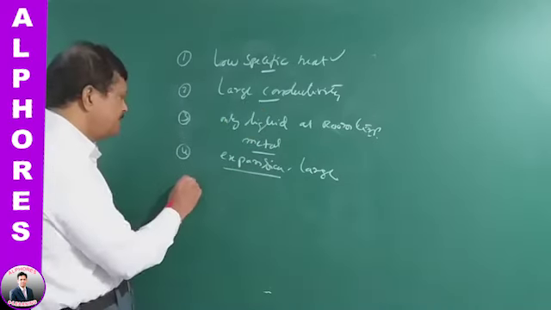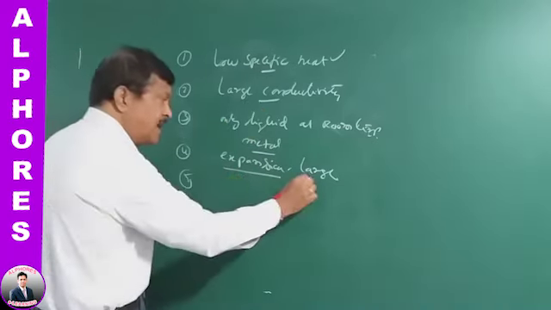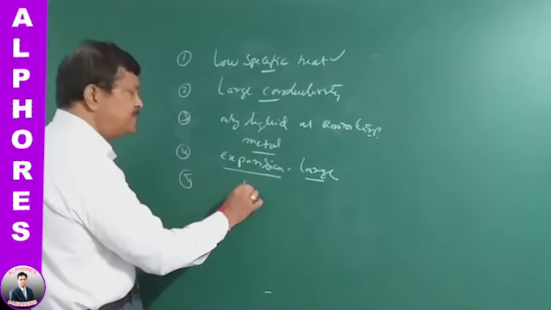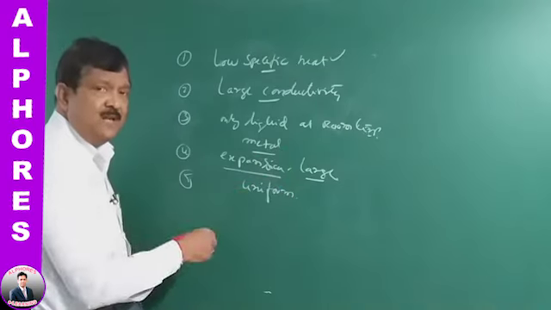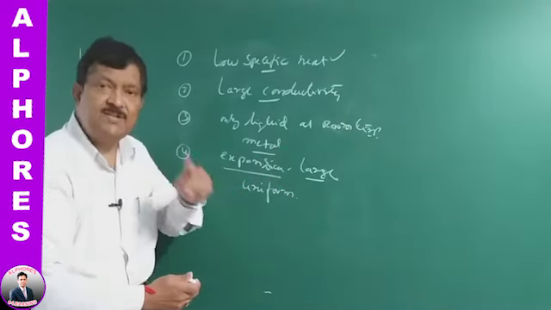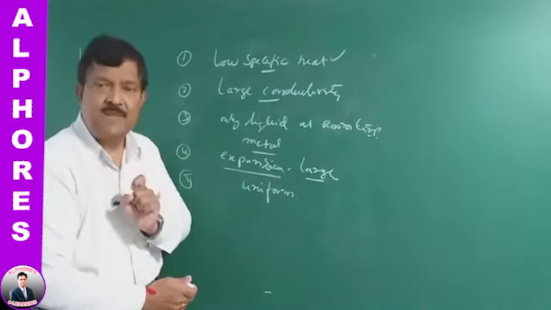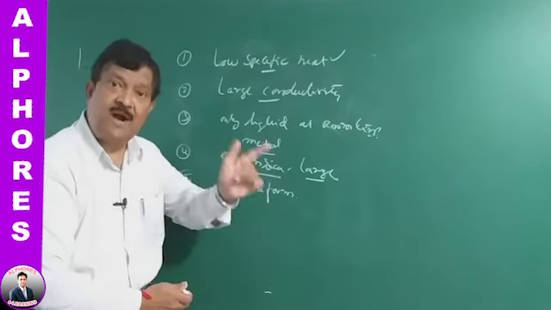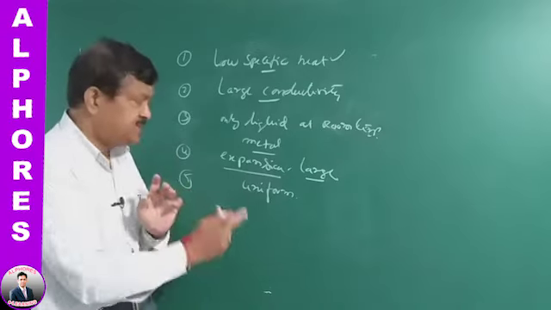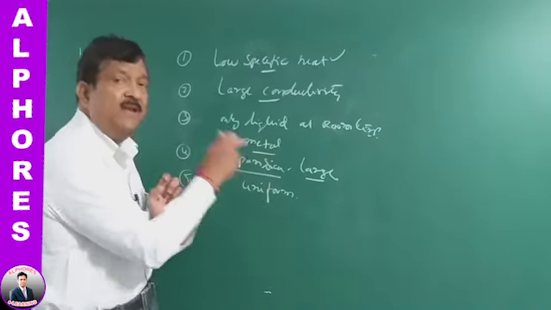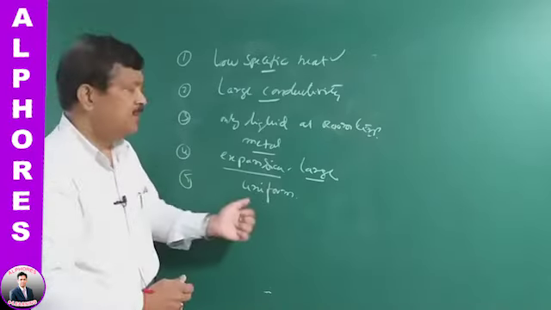That's why we prefer mercury as a thermometric property. And another one, this expansion is large, and not only that, this expansion is uniform. Uniformly it expands. When the temperature increases from 2 degrees to 3 degrees, the change is 1. When it increases from 99 to 100, then also the change is only 1. In both cases, the expansion of mercury is uniform. That's why we prefer this.